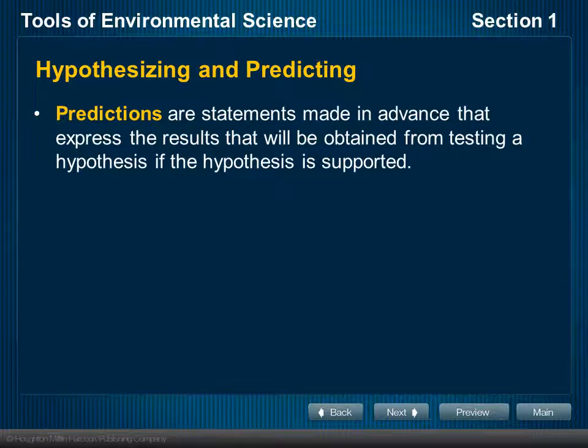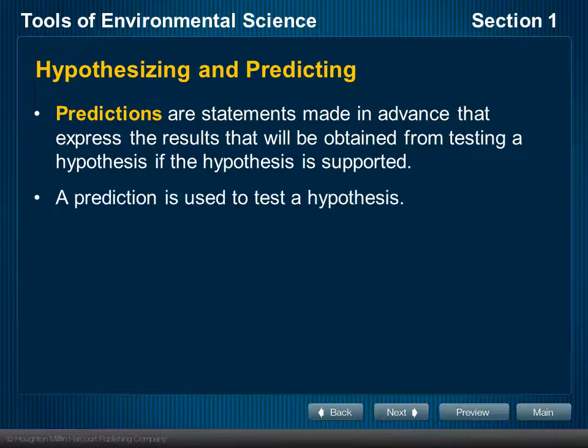Now, from hypothesizing, we come to predictions. And by definition, predictions are statements made in advance that express the results that will be obtained from testing a hypothesis if the hypothesis is supported. So I've got my observations. Based on my observations, I come up with an explanation of what is happening. Okay? That's your hypothesis. Really good, logical explanations of what is happening based on my observations. And then I make a prediction. And I say, if my hypothesis is true, then this will happen when I do my experiment. Now, predictions become really important when we start looking at the results of our experiments. We use the prediction to test the hypothesis.